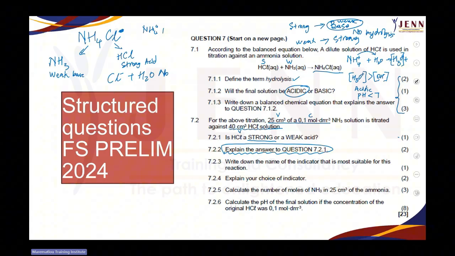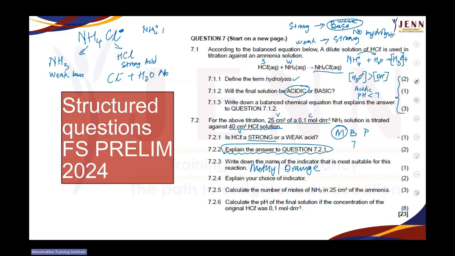You say, well, this is 7, so what is less than 7? Methyl orange. You have already answered the question there. That's methyl orange. 1 mark.